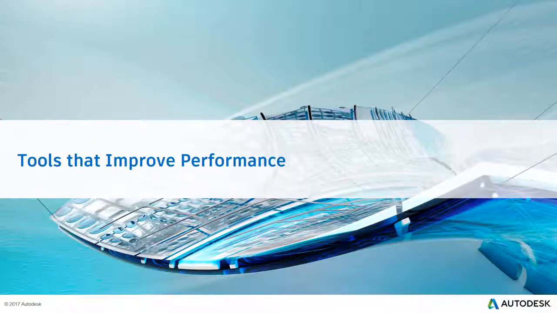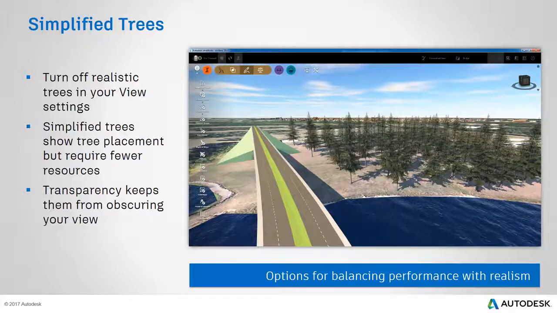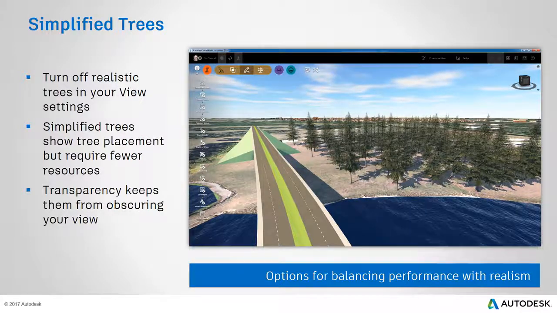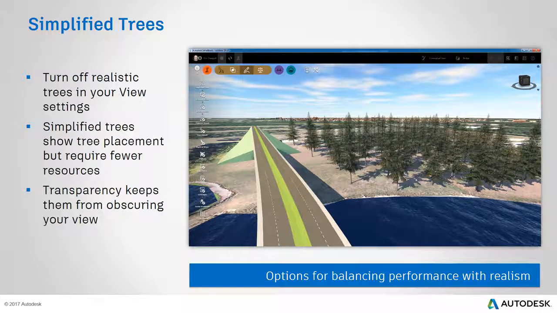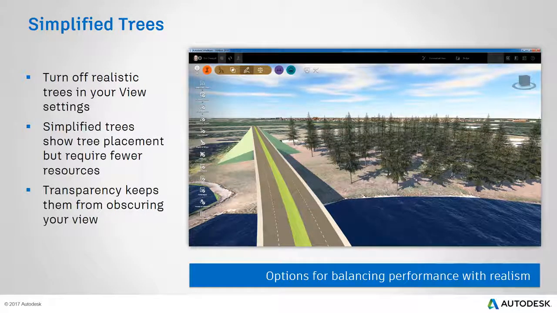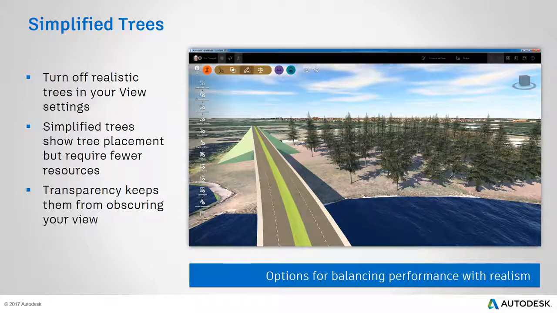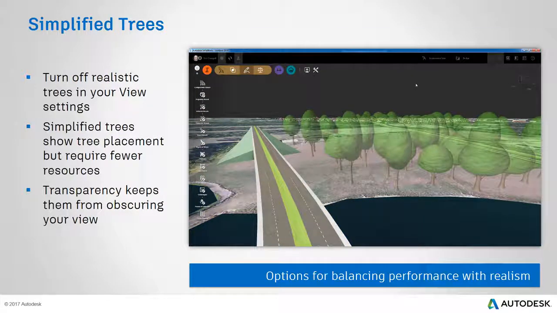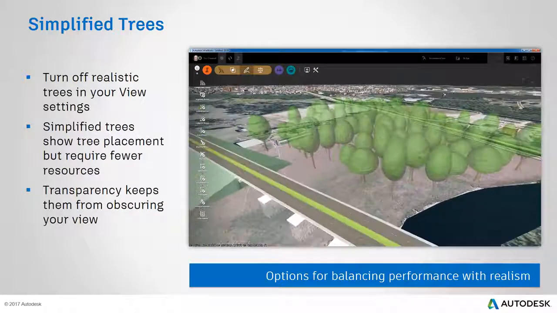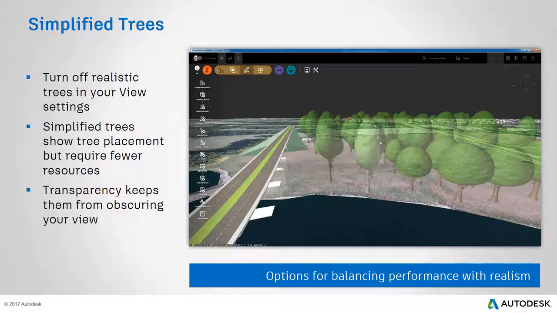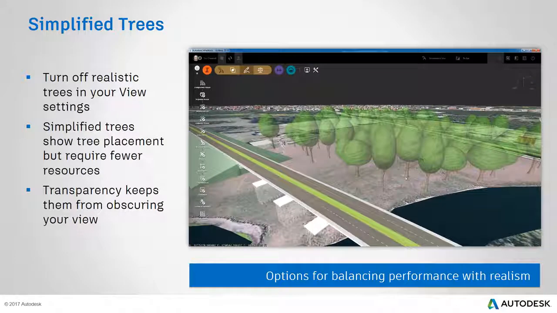Let's take a look at tools that improve performance. As always, InfraWorks provides a beautiful, immersive environment to work in. But sometimes you want things to be more simple and to perform very quickly. To satisfy that need, we've added the capability to turn off realistic trees in your views. If I switch to Engineering View, you can see that the display of the trees has changed dramatically. It's a much simpler representation, and it's got some transparency so that the objects behind the trees aren't as obscured as they are with the realistic style of trees.